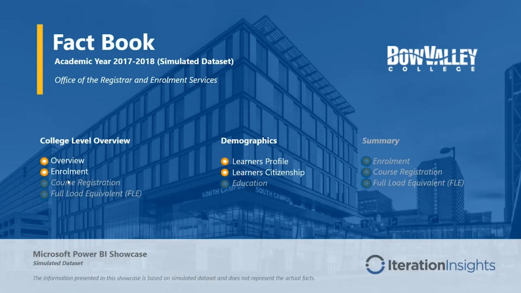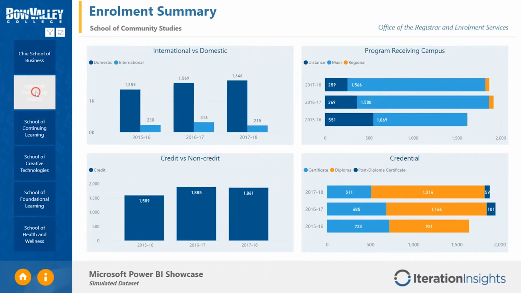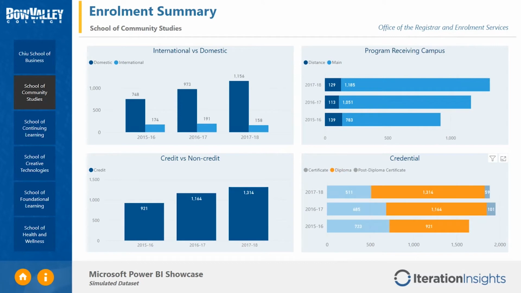The Enrollment Dashboard analyzes the learners to reveal the counts of international versus domestic learners, which campus they are receiving their courses, what credentials they hold, and the concentration of learners in credit and non-credit programs. The data can be sliced by school, and business users can also interact with the data by clicking the visuals, such as selecting diploma, and the data filters to reflect only that selection.